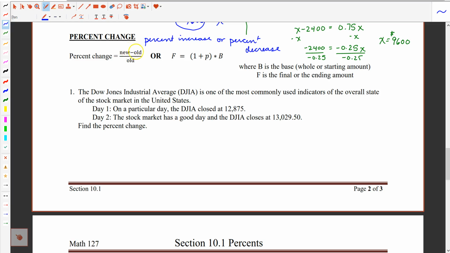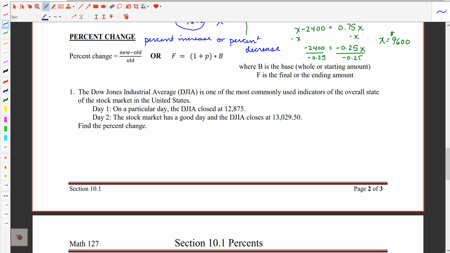So when I say new minus old, the old amount is what it was, and the new amount is what it's going to be now. So you'd find the difference in those two amounts, and then you would do that difference, whatever that number is, divided by what it was. So then this would be the fraction, which you then can convert to a decimal and then ultimately to a percent, and then that represents your percent change.